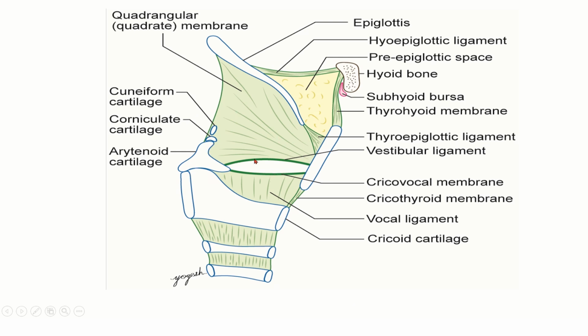You can see this is the quadrangular membrane, the lower border of which is thickened to form the vestibular ligament. And you can see the cricovocal membrane, the upper border of which is thickened to form the vocal ligament. So this labeling is wrong. The vocal ligament is for this and the cricovocal membrane is for this.